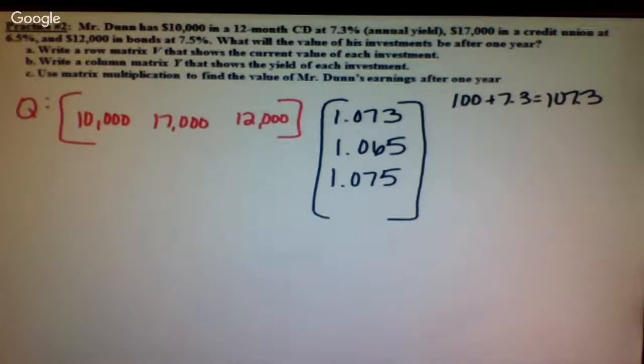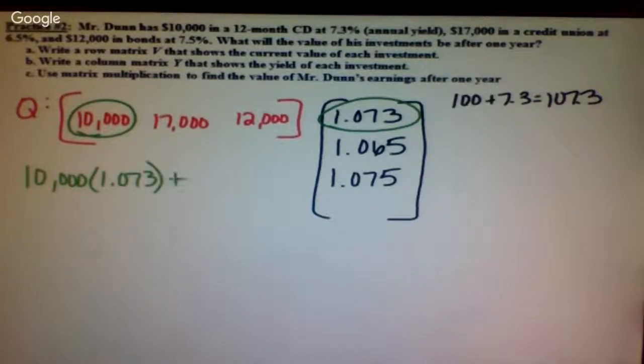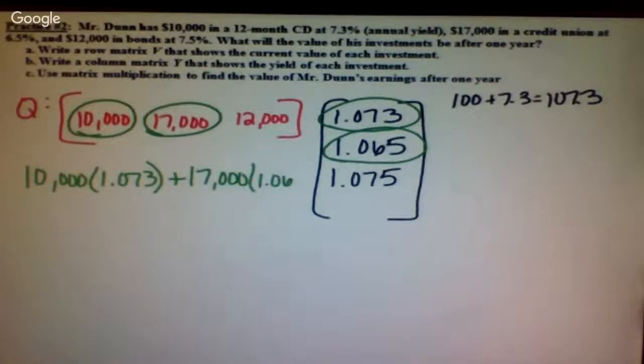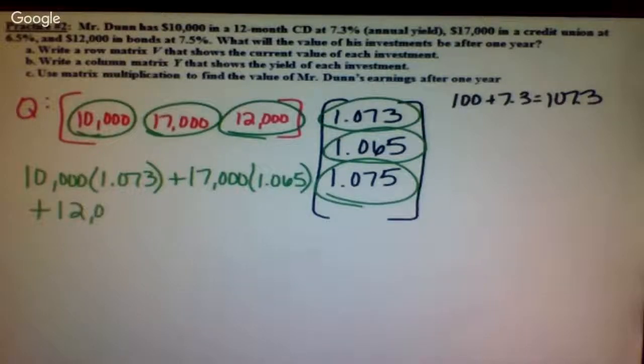So again, $10,000 is gaining this much, so we multiply the two. Plus, he's got this account that's gaining this much. Plus, he has this account that gains this much. How much total money is he going to have at the end of a year? Give everybody a second to plug it in.